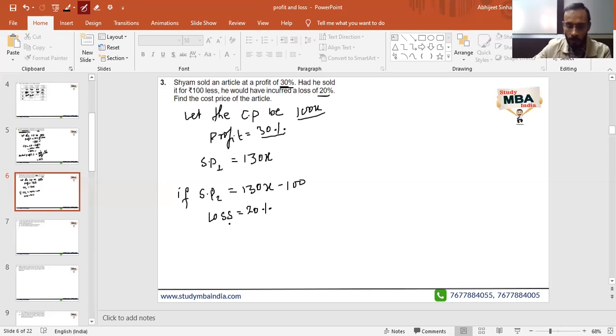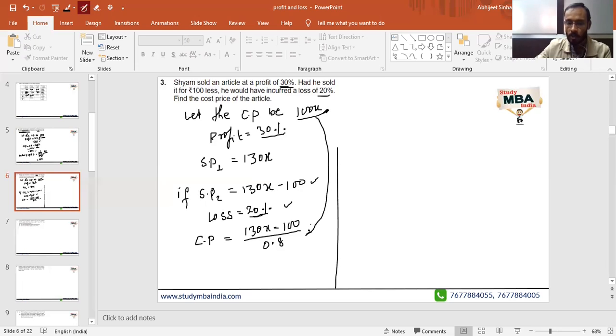Now there will be a loss which is 20%, right? So now you know that loss is 20% and selling price 2 is this. So can we calculate cost price here? We know selling price, we know loss, so we can calculate cost price, right? And that will be how much? Selling price, which is 130x minus 100, divided by 0.8. That will be the cost price, right? Yes, sir. Now you know that there is no change in the cost price, which means the cost price here and the cost price here that we assumed should both be the same. There is no confusion, right?